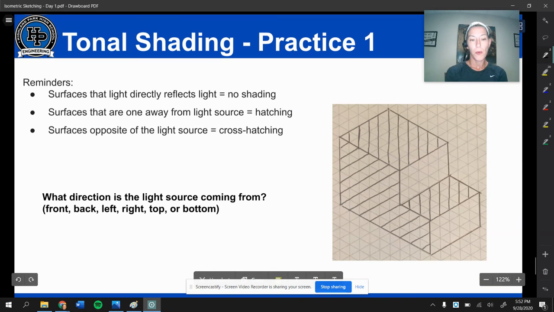All right, we're going to do a couple practice problems. For this picture that's shown, can you determine where the light source might be? Remember, which side of this object is front? Which one is top? Right, left, back, bottom? Remember, we've got these conventions. No shading means that the light source is directly on that surface. One away means that there's single hatching. And opposite of the light source is cross hatching.